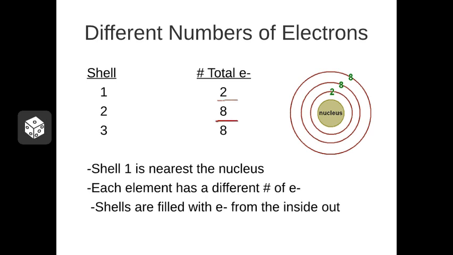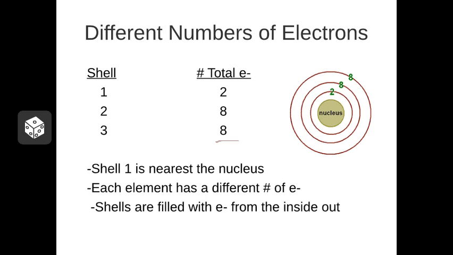Shell number 2 can hold an additional 8. So an atom with a maximum of 10 could use those 2 shells by themselves. And then the third shell can hold a maximum of 8 electrons. Now, if you are very chemistry savvy, you'll know that that third shell can actually hold 16.